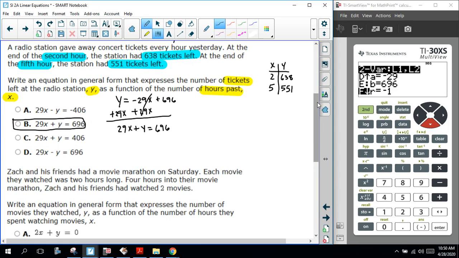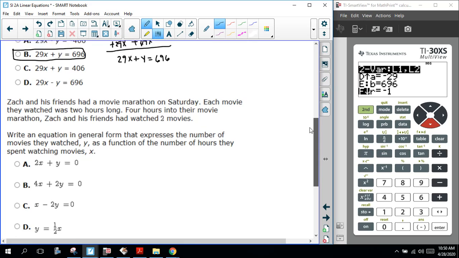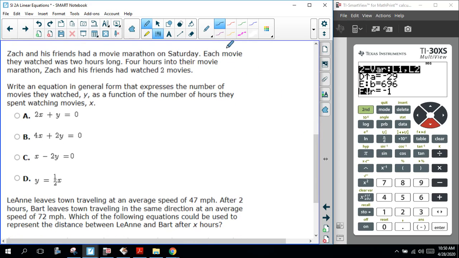All right. Taking a look here, Zach and his friends had a movie marathon on Saturday. During the movie marathon, each movie they watched was 2 hours in length. 4 hours into the movie marathon, they had watched 2 movies. All right, so each movie 2 hours long. 4 hours in, they had watched 2 movies.